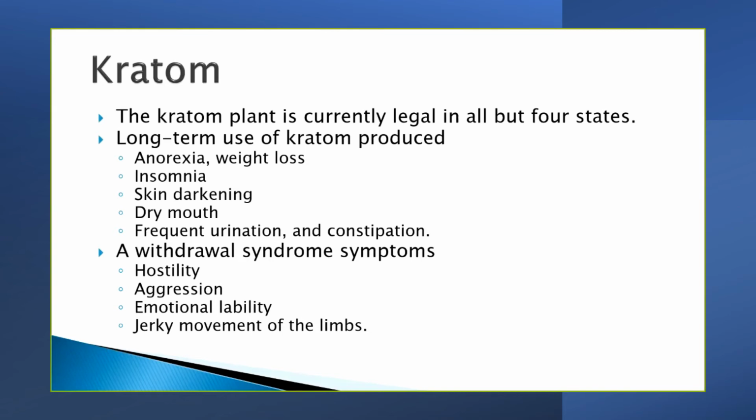Long-term use produces anorexia, weight loss, insomnia, skin darkening, dry mouth, frequent urination, and constipation. So especially with high use, you're having some of the effects of the opiate, of the depressant, because we know that opiates tend to cause dry mouth and constipation. Withdrawal syndrome includes hostility, aggression, emotional lability, and jerky movements of the limbs.